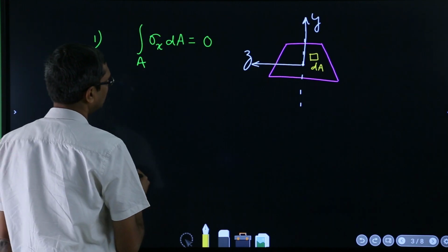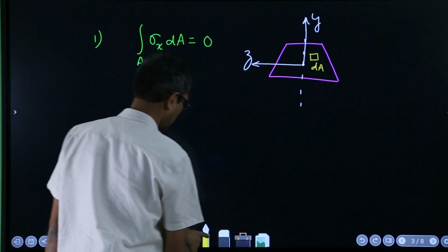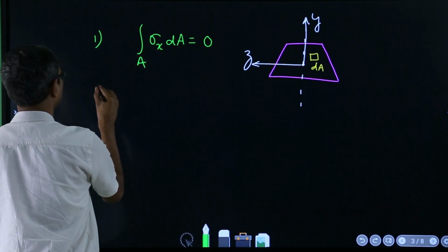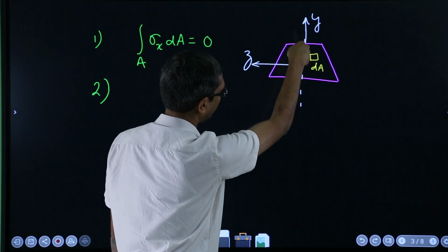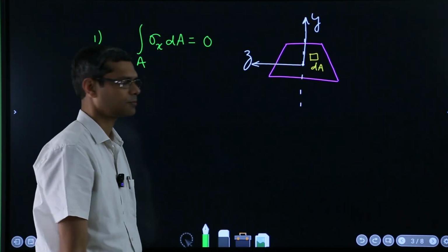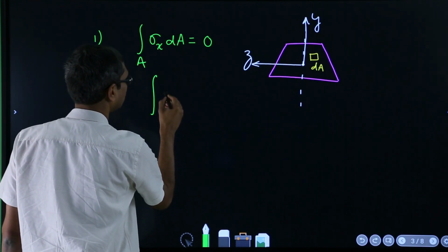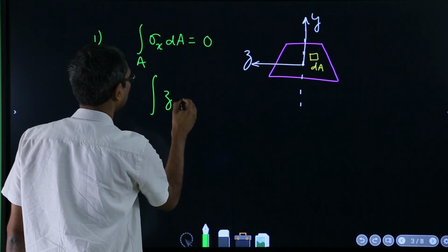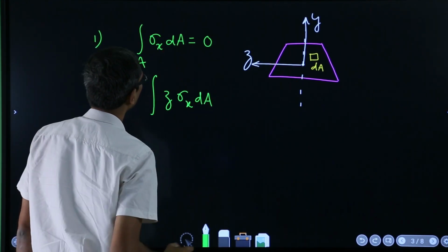And then similarly, another point is this. If we take moment about this y axis of all the stress, that will give me something like this: z times sigma x dA.